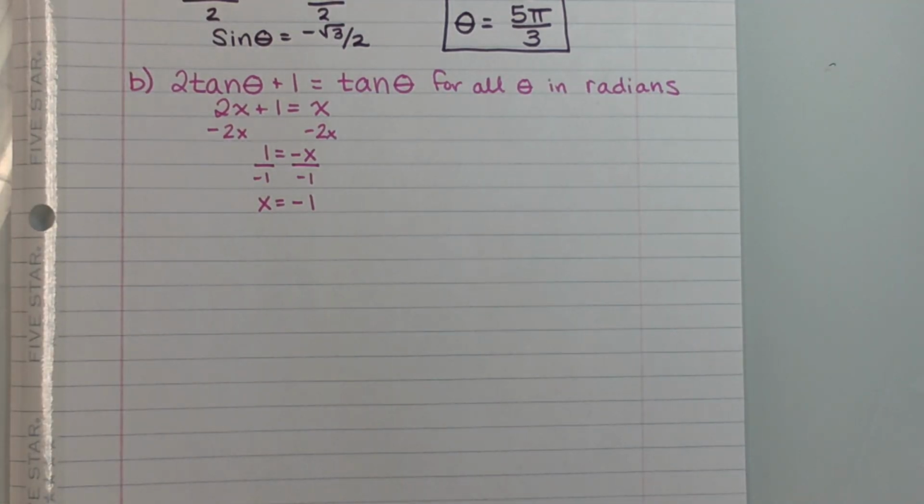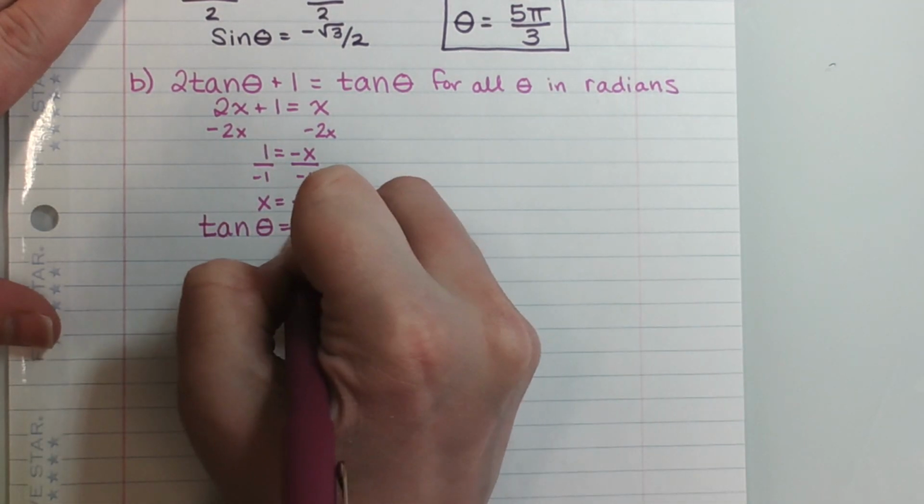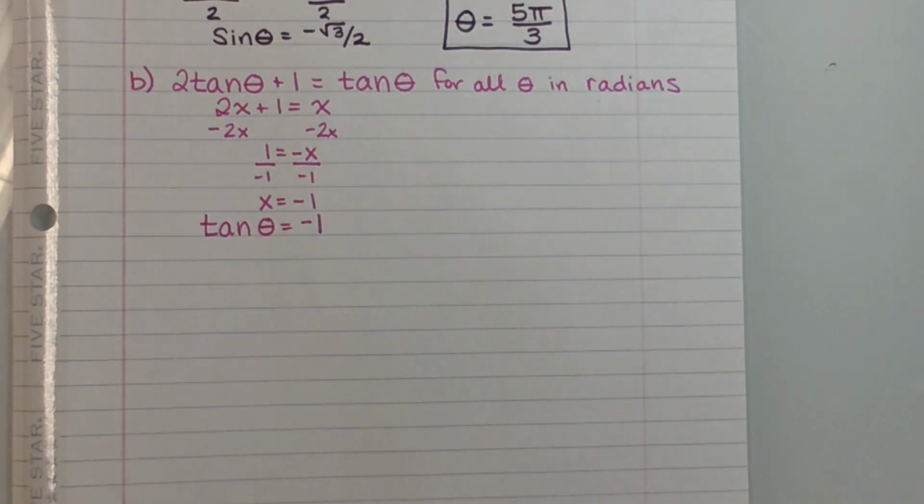Now, if you do it this way, you just have to remind yourself that you were never solving for x. What did x replace? Tangent. Tangent of theta is negative 1. You also have to remind yourself that you actually weren't solving for tangent either. What are you solving for? Theta. In what units? Radians. I want all theta in radians.